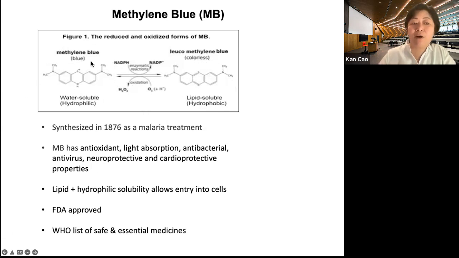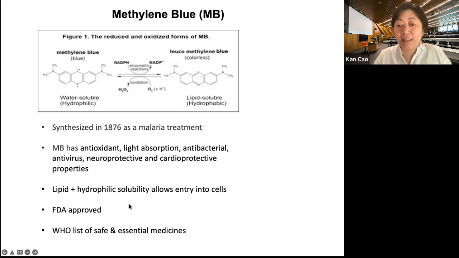When methylene blue is oxidized, it is water soluble, and when it is reduced, it's lipid soluble, because it can switch back and forth so easily inside the cells. So methylene blue has this interesting property of both lipid solubility and water solubility. So it can enter the cell membrane easily, be transported inside the cytosol easily, and enter the cellular compartments easily.